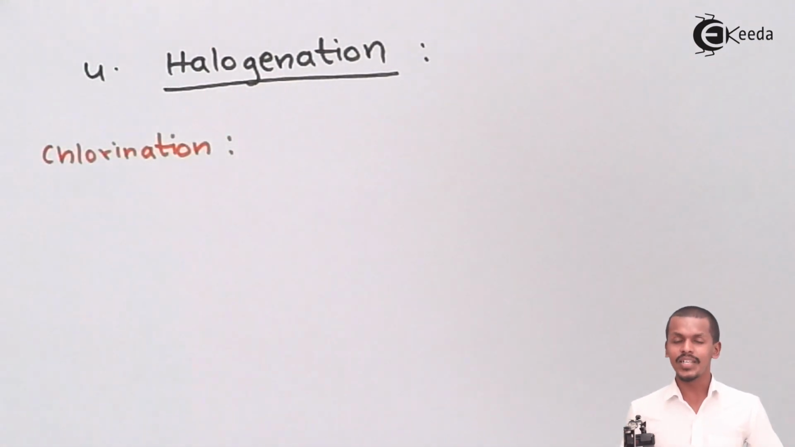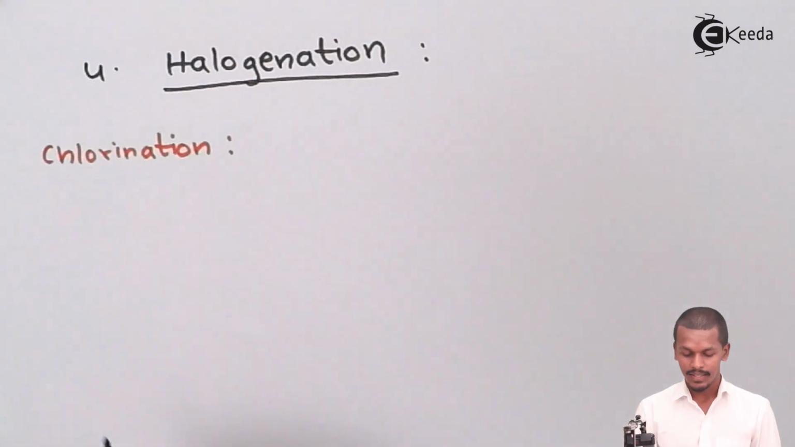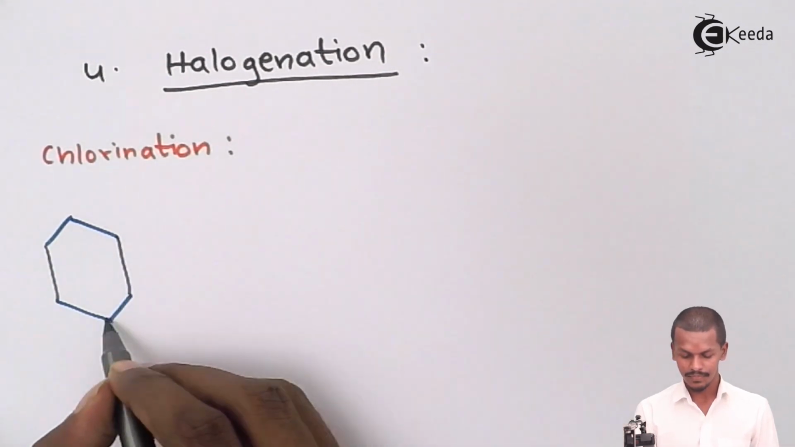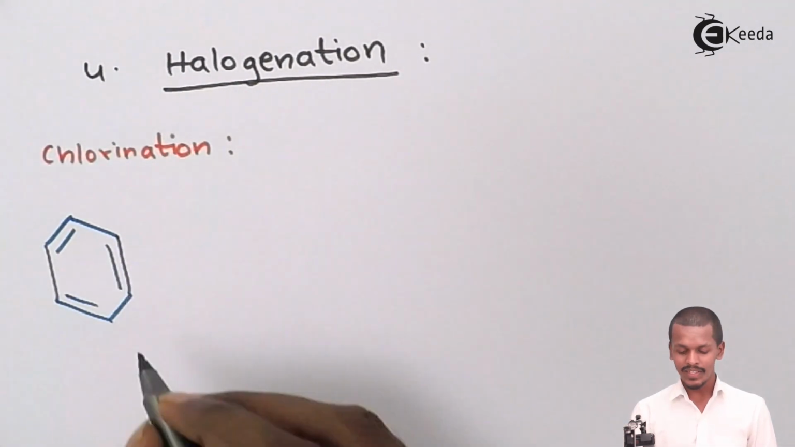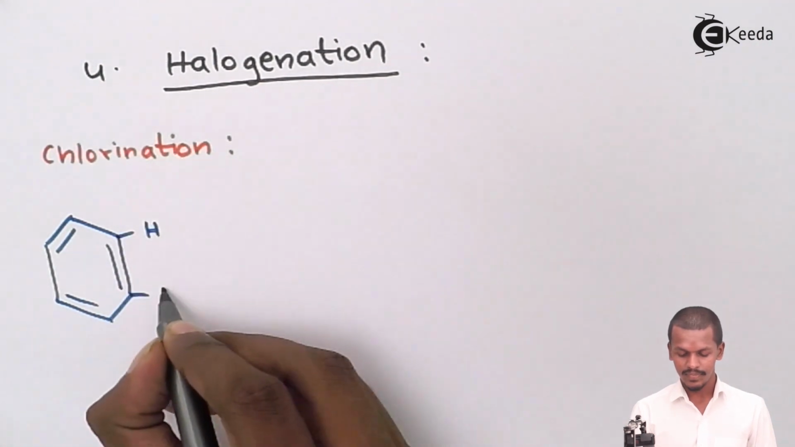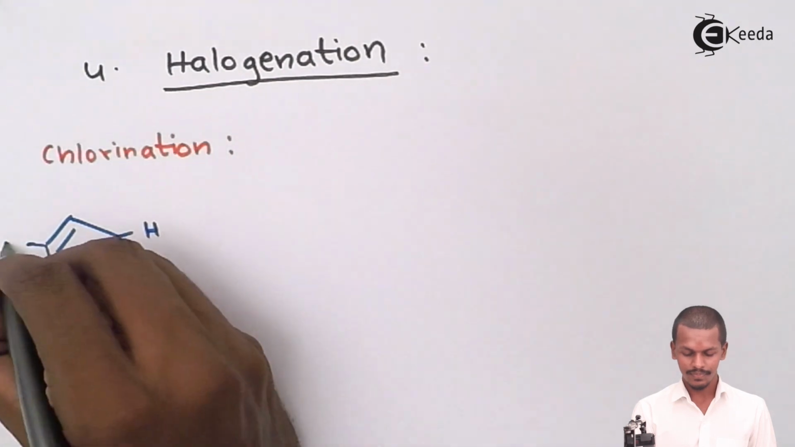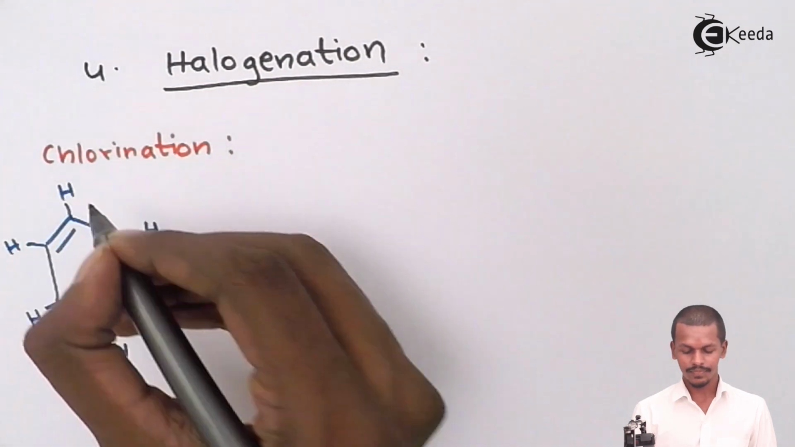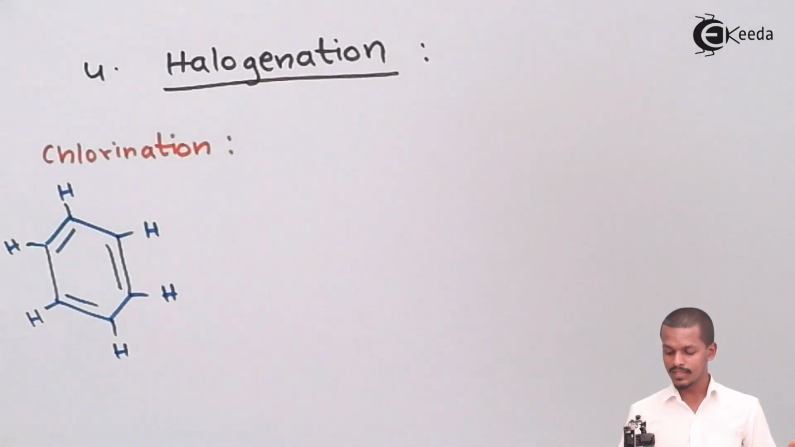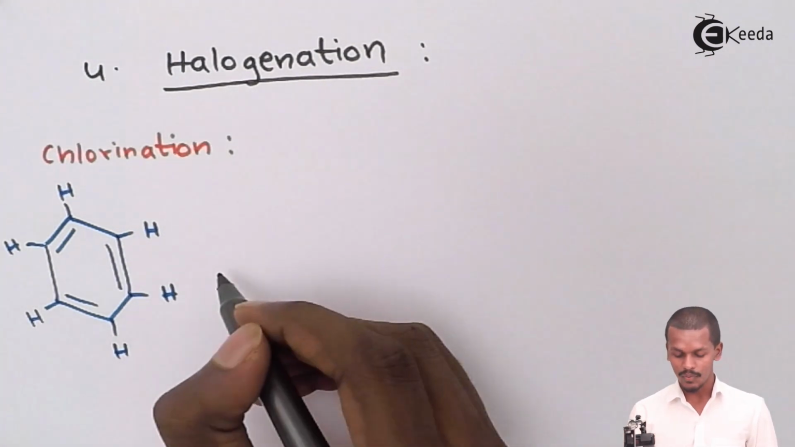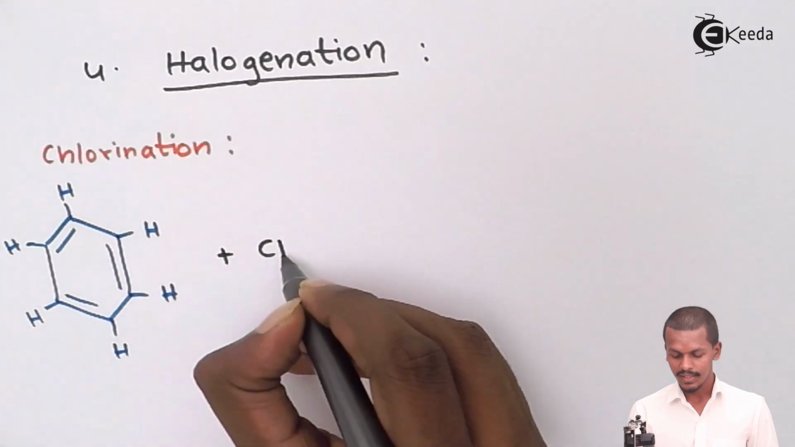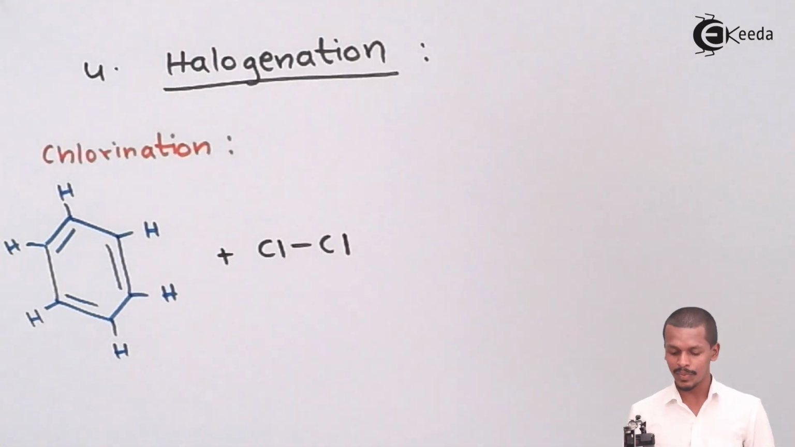So this is basically a substitution reaction that I am going to talk about, and in this case the benzene is involved along with chlorine. So this is benzene that consists of 6 hydrogen atoms, as you could see over here, and we are doing a process known as chlorination. That means there should be an involvement of chlorine gas, so I will include chlorine gas, and that could be represented in this manner.